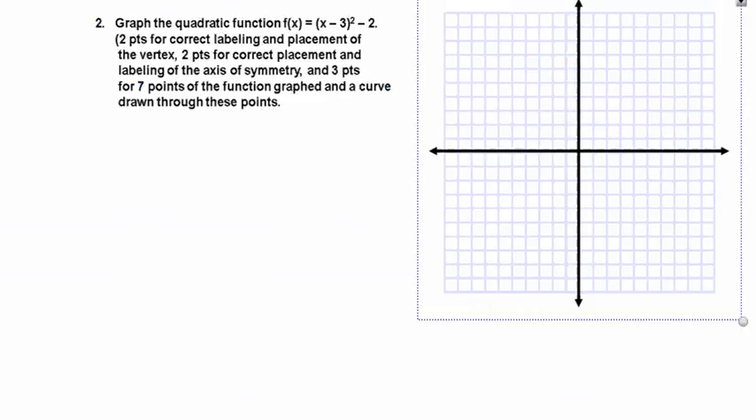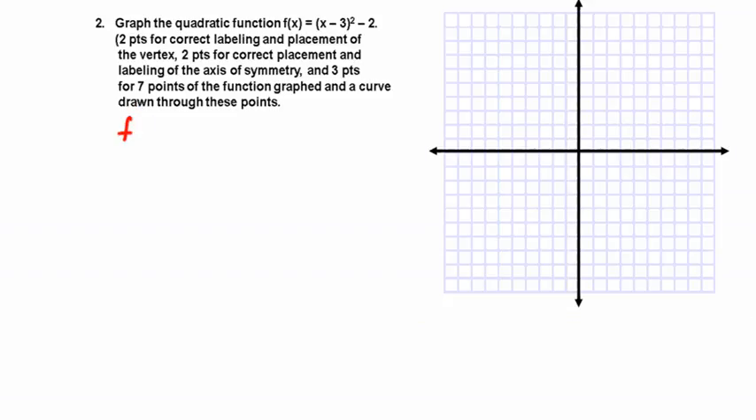Problem 2, graph the quadratic function f of x equals 2(x minus 3) squared minus 2. Well, the vertex form of a quadratic function is going to be this one. It's going to be f of x equals a times quantity x minus h squared plus k. So our vertex is going to be the coordinate pair h comma k.